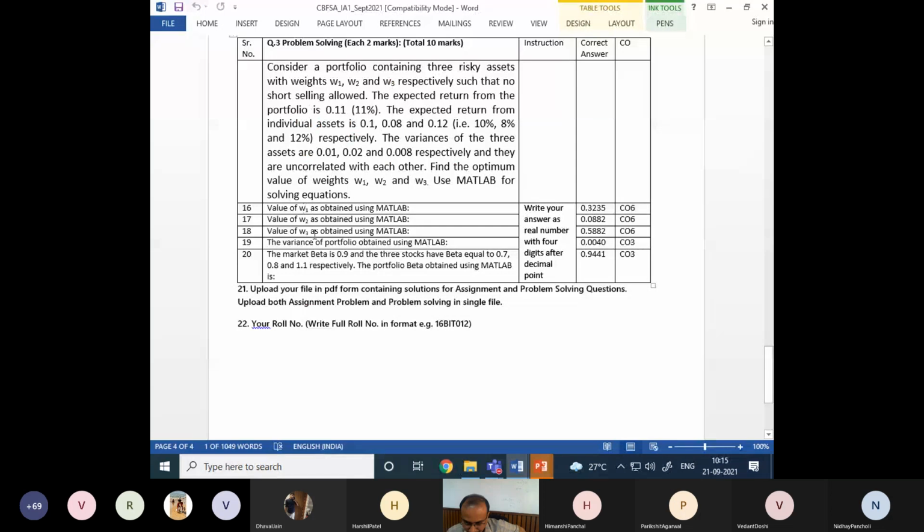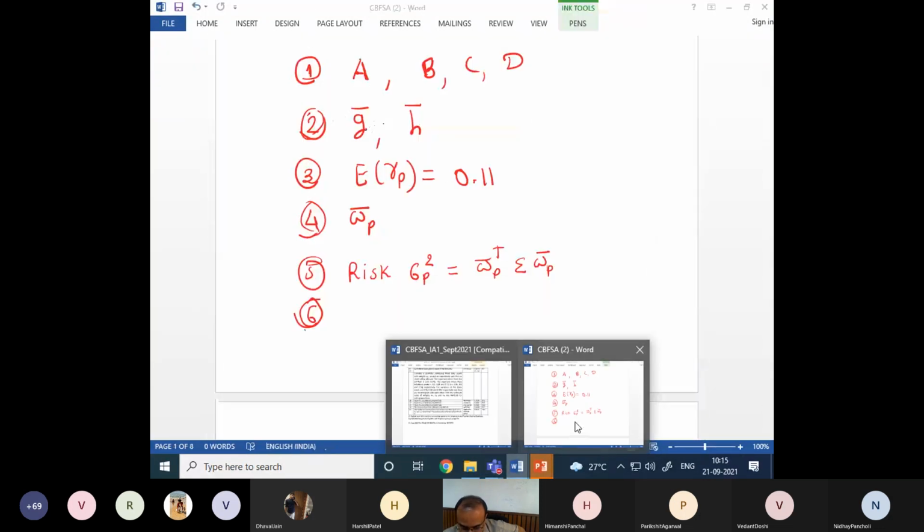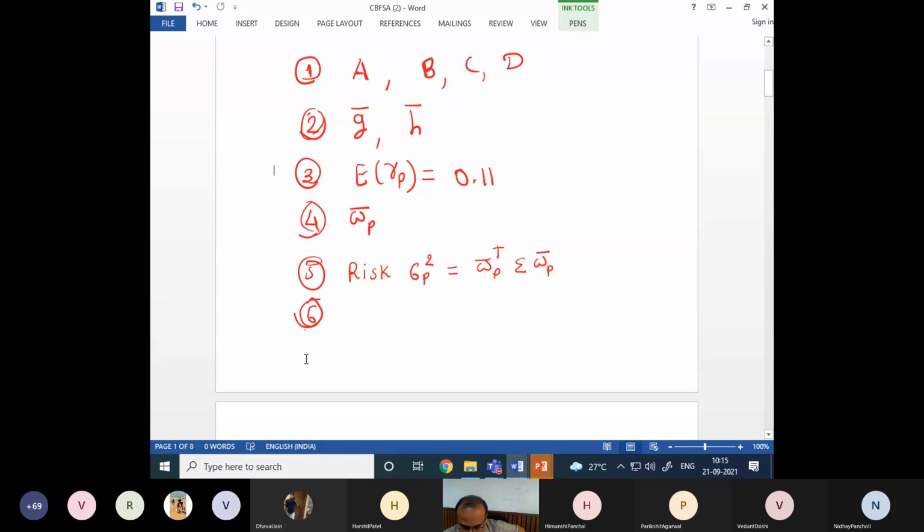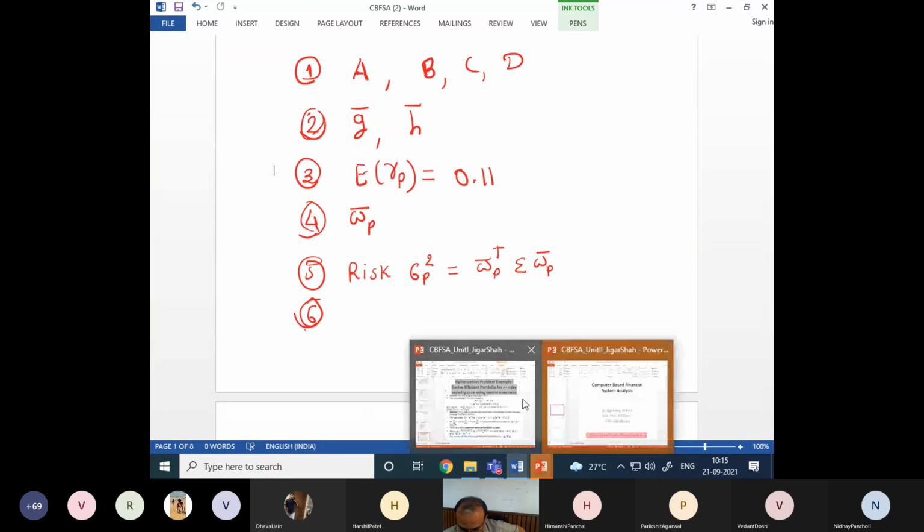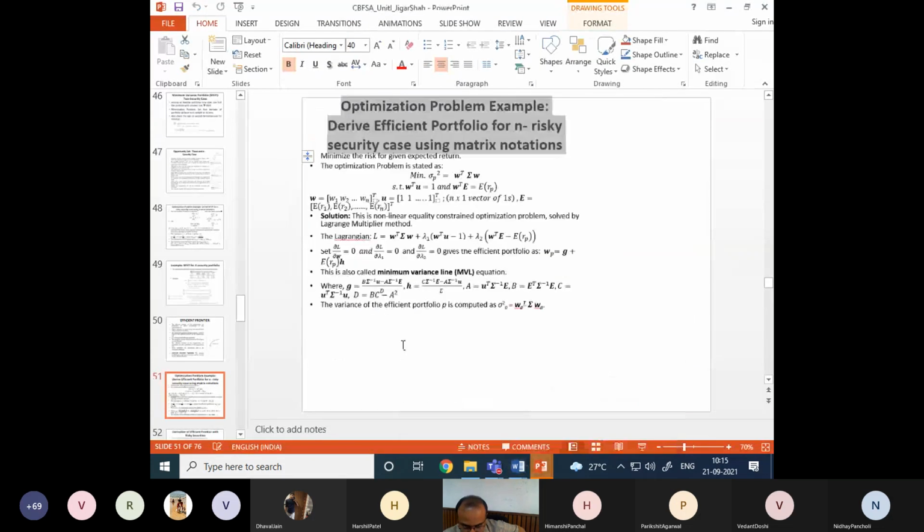Weights W1, W2, W3, we can find from the weight vector. Variance of portfolio, that is the risk associated with the portfolio, sigma p square. Now in the last question, there is some more data given. The market beta is 0.9 and the 3 stocks have beta equal to 0.7, 0.8, 1.1 respectively. Then portfolio beta. So how can you calculate this? You just tell me. This is slightly tricky, but you have to use your common sense.